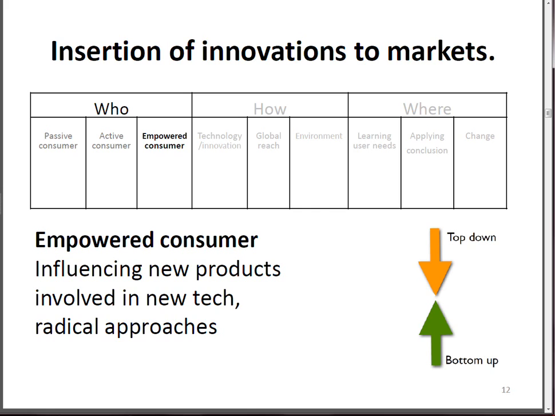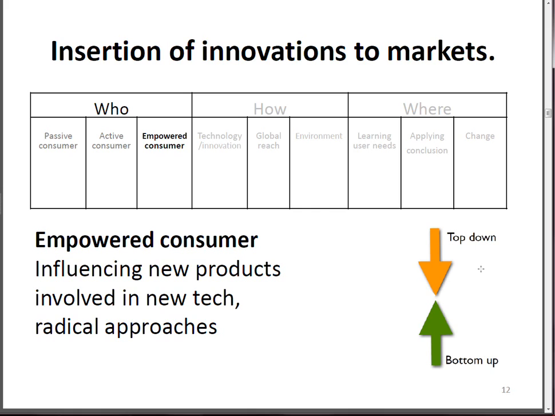Okay, now when we consider who, we have another model for consumers. This is what we call empowered consumers right here. Now these are an interesting type of consumers. They are actually influencing new products. They are themselves involved in creating new technology. They are happy to come up with radical approaches for new solutions. Now at this point you come across this idea of top-down or bottom-up, which I'm sure Alex you know already about. So how would you define bottom-up or top-down approach?